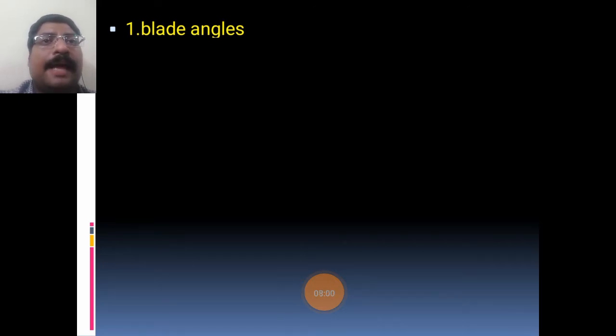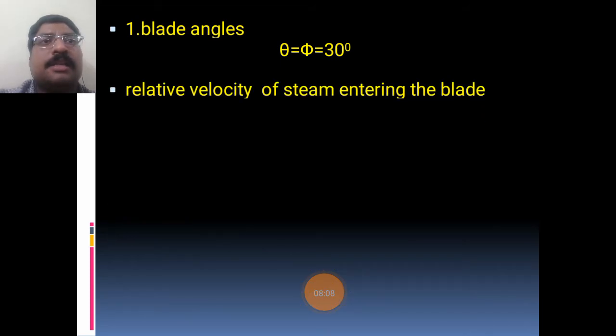Okay. Now, what does the problem ask us to determine? It asks you to determine the blade angles. So what are blade angles? The inlet blade angle is theta and the outlet blade angle is phi. So now theta and phi are 30 degrees. And what is the relative velocity of the steam entering the blade? The relative velocity of the steam entering the blade is CR1. So CR1 is 830 meter per second that we have determined.